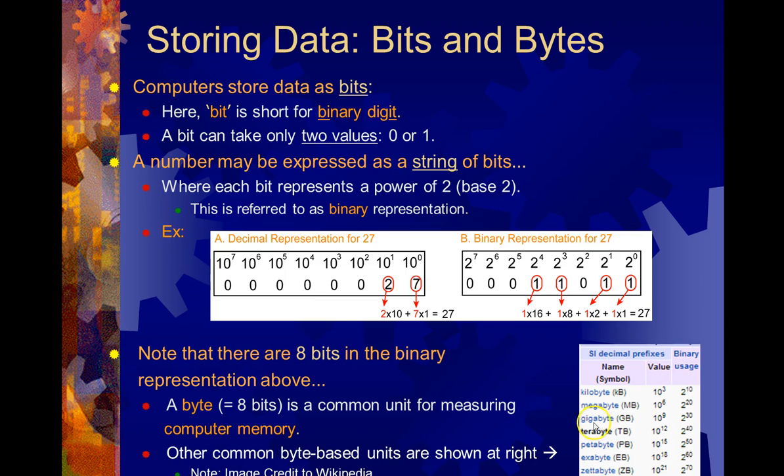So that means what? A giga means 10 to the 9th. So you have 10 to the 9th bytes, which means 8 times that number of bits. So 8 times 10 to the 9th bits, or 10 to the 9th bytes.